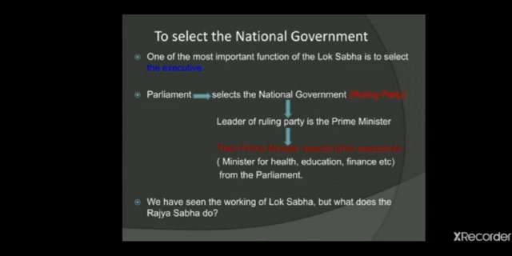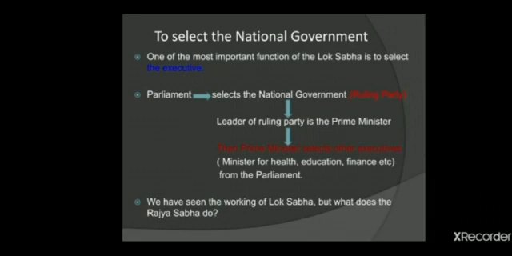Then the prime minister selects other executives. You know that the prime minister chooses his council of ministers. He selects other executives like the Minister for Health, Education, Finance, etc. from the Parliament. So now we have seen the working of the Lok Sabha. What is the Lok Sabha doing? The Lok Sabha is forming the government. They make the list, see which majority party is winning, and then conclude who will form the government, and from that ruling party the prime minister is elected.